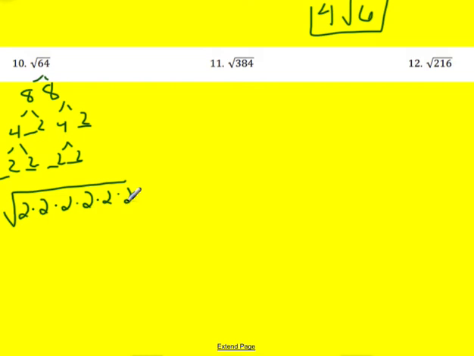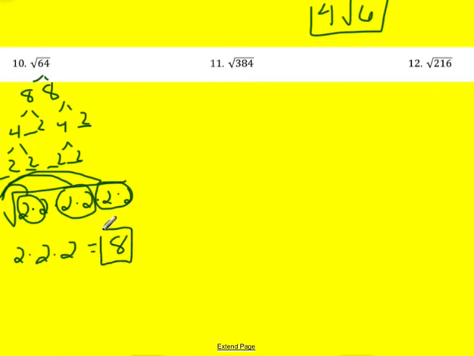So now I want to go ahead and find my pairs. I have one pair of 2's that I can take out, another pair of 2's I can take out, and another pair of 2's that can come out. So again, everything ended up being in pairs, so my radical is going to go away. I have 1 pair of 2's, 2 pair of 2's, 3 pair of 2's, and I multiply all that out, and I end up getting 8. So for number 10, the answer is 8.